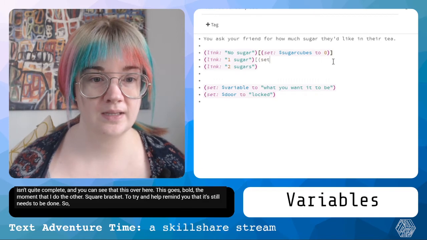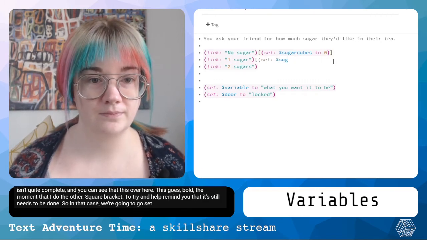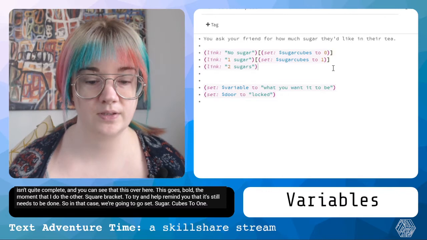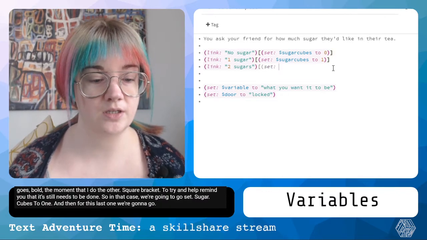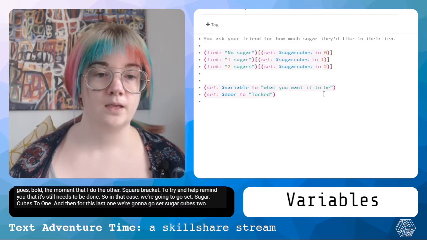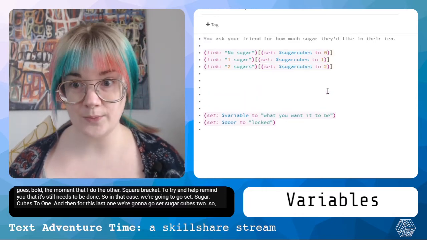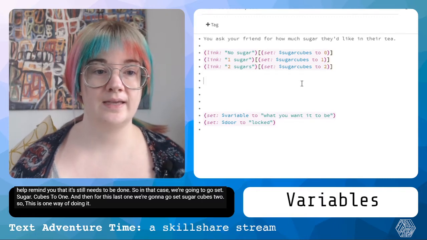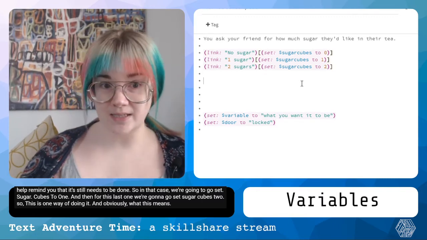So in that case, we're going to go set sugar cubes to 1. And then for this last one, we're going to go set sugar cubes 2. So this is one way of doing it. And obviously, there are certain limits to doing it this way.